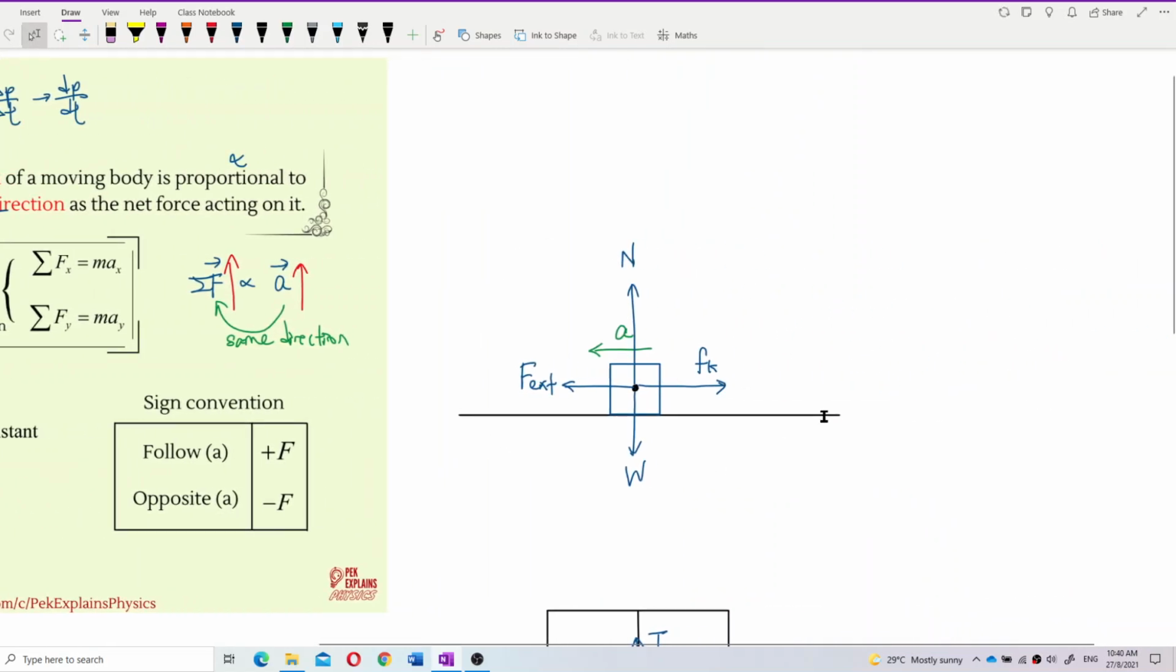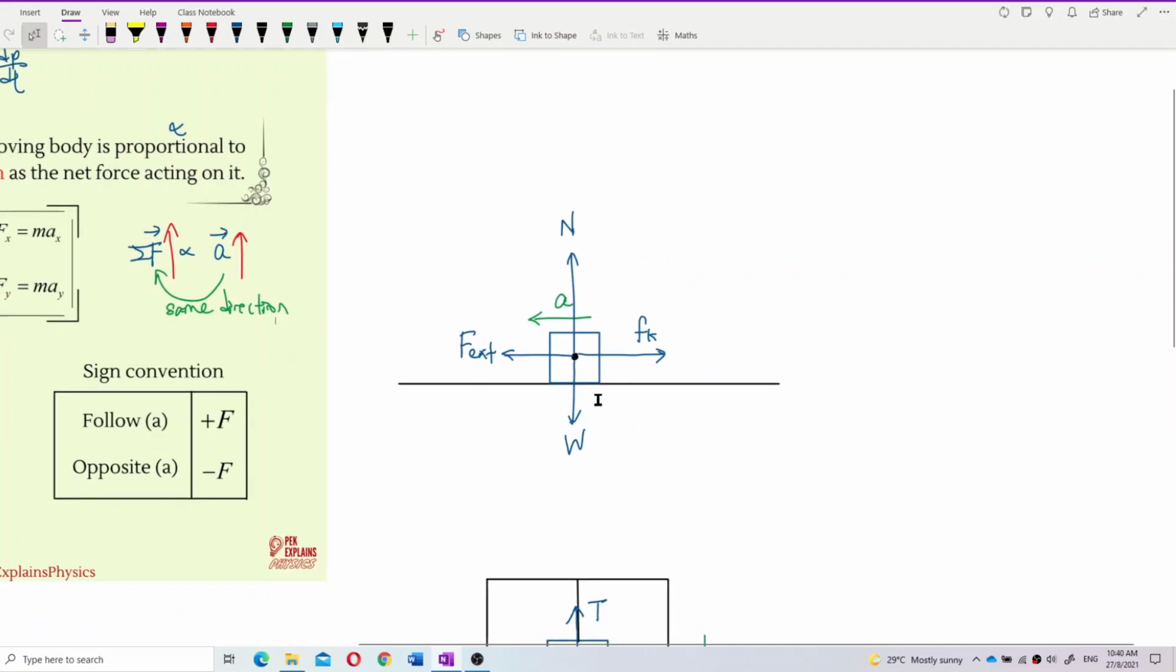Look at this object. Let's say the acceleration is to the left. What do you think is the direction of the resultant force? The resultant force is also to the left.